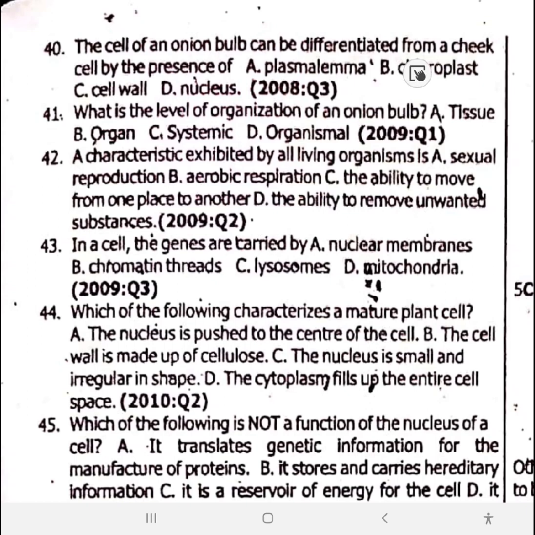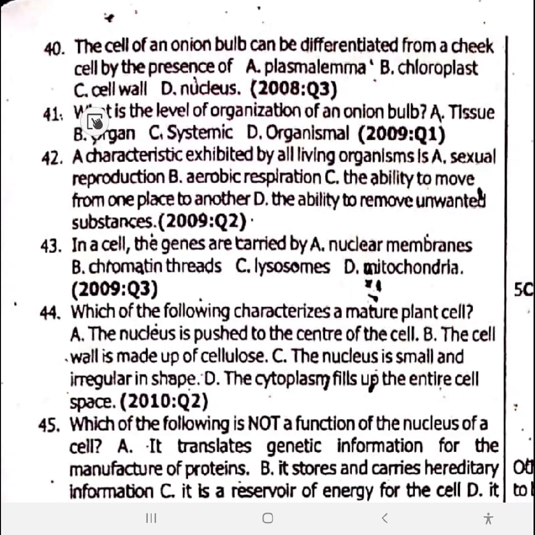40. What would differentiate them really? Sorry, what would differentiate them really is the cell wall. The cell of an onion bulb can be differentiated from the cheek cell by the presence of cell wall. Notice I haven't picked chloroplast. Chloroplast is for green plants, but you see the onion bulb, the one with the slice you put in your indomie, you know they are green. So you won't say it's chloroplast. Rather you will say it's cell wall.